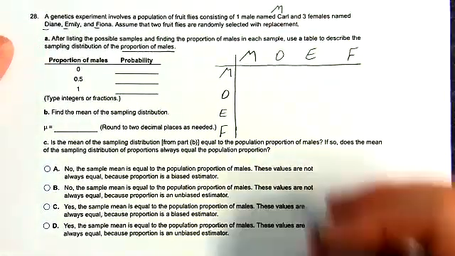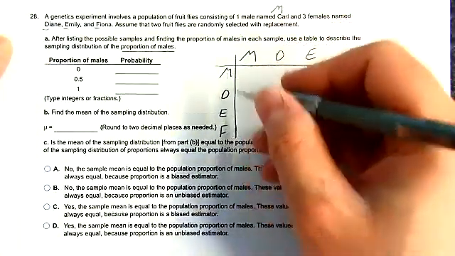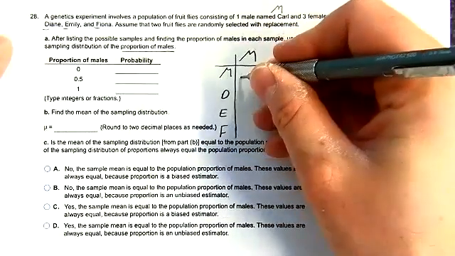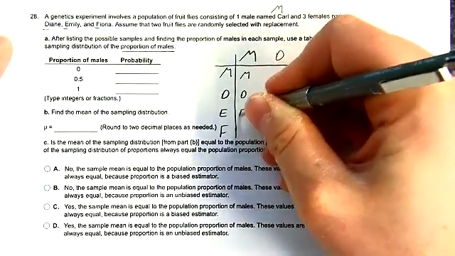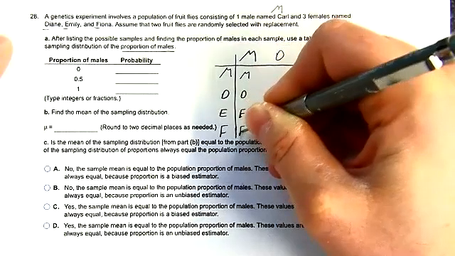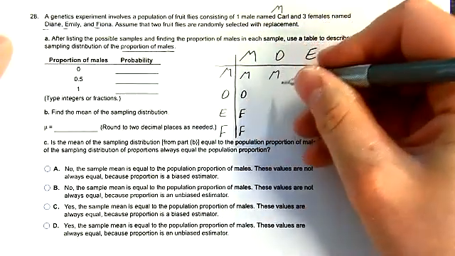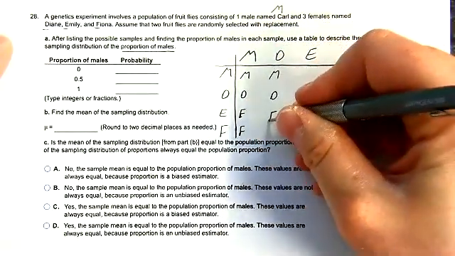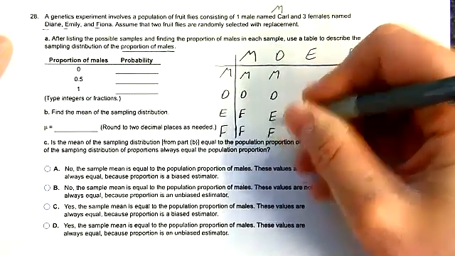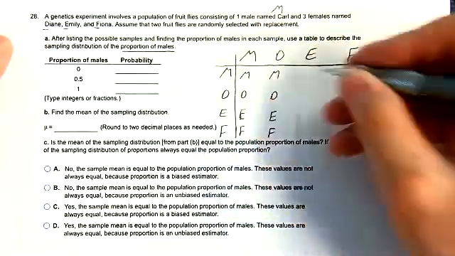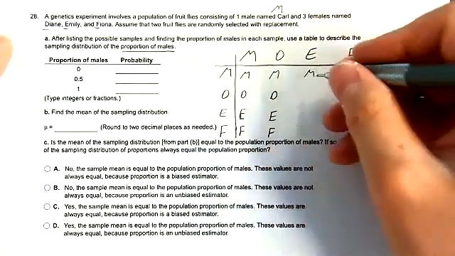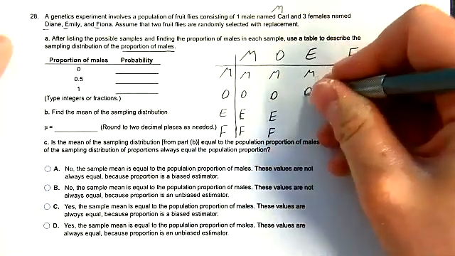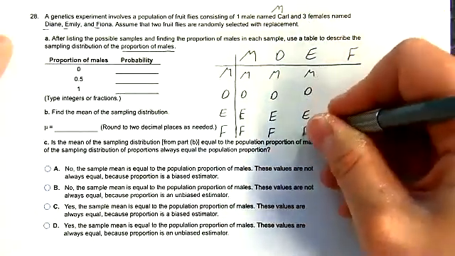And then we're going to repeat these 4 letters going across. So it would be M, D, E, and F. Just repeat these 4 letters all the way across in each column.